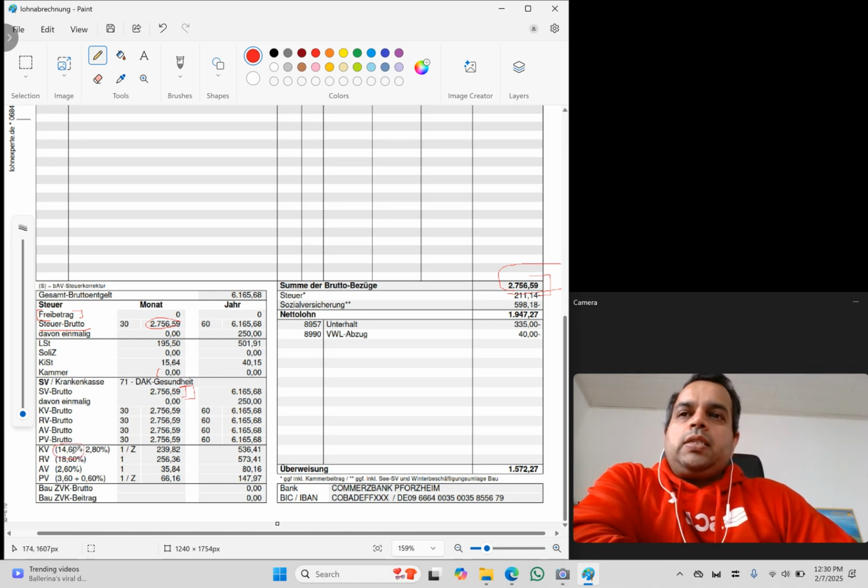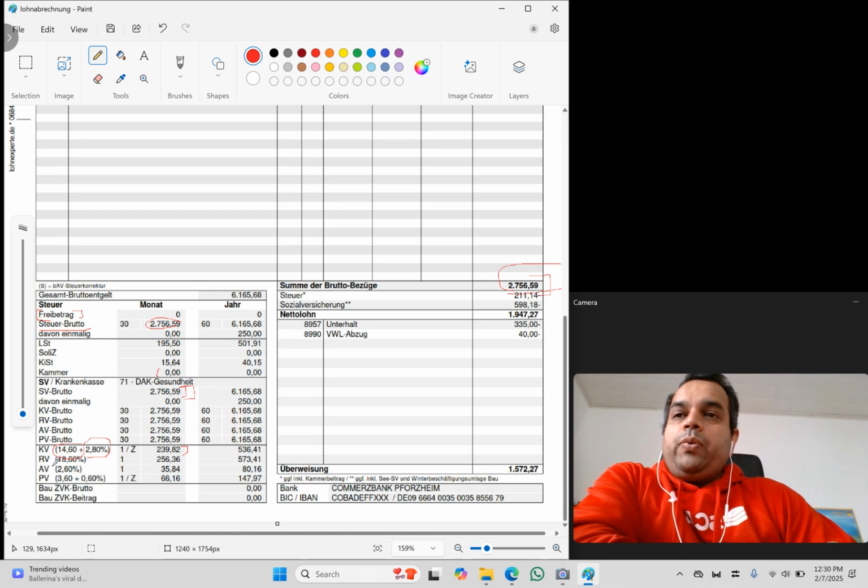From that, 7.30% is paid by the employee, and 7.30% is paid by the employer. In addition to that, nowadays there is an additional contribution to the health insurance, and this is completely covered by the employee. The person who is working has to cover it completely, and if you calculate it on this example salary, it comes to this amount.